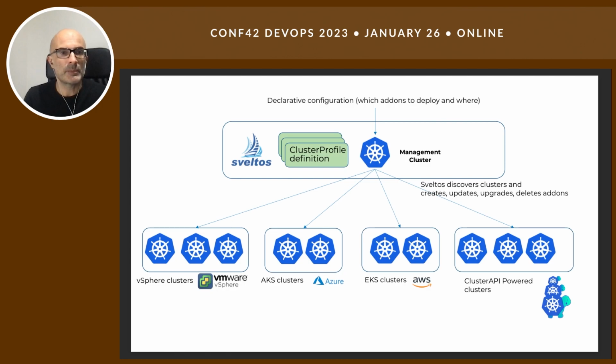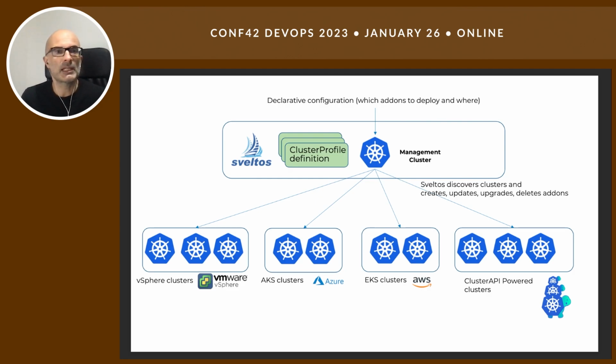Sveltos, as I mentioned, has built-in support for Cluster API, and that means that if Sveltos is installed in a management cluster where Cluster API is also present, no action needs to be taken. Sveltos can automatically detect any Cluster API powered cluster and manage Kubernetes addons in such cluster. But Sveltos is not limited to Cluster API.